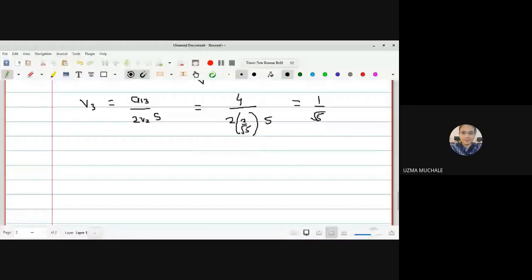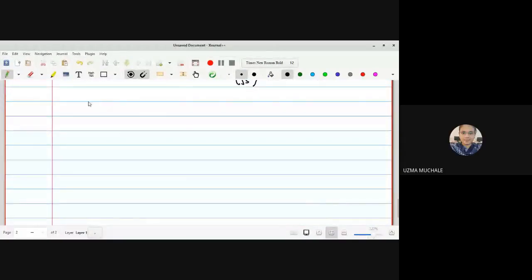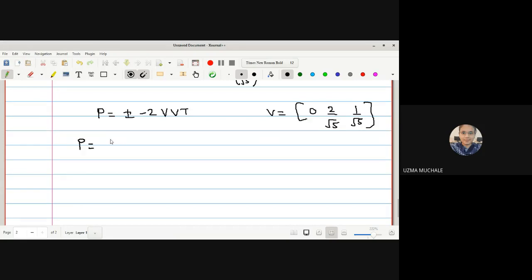If you have written this, right now what is P? P is our I minus 2 V V transpose. Right? And we have found the value of V is nothing but 0, V2, V3. The value of V2 we have obtained is 2 upon root 5 and V3 we have obtained is 1 upon root 5. Now here we will use that V2 and V3. So this is what your identity matrix minus, and the value of P we have obtained is 1 0 0.